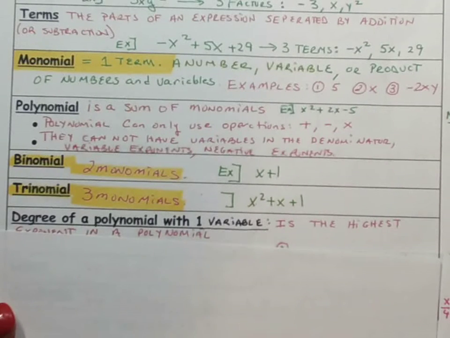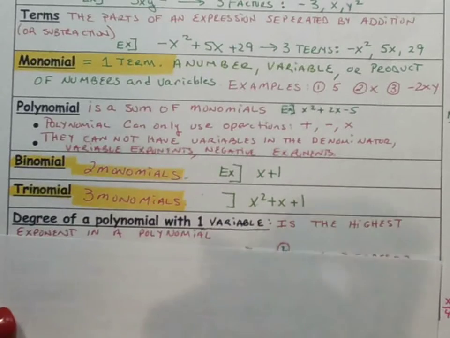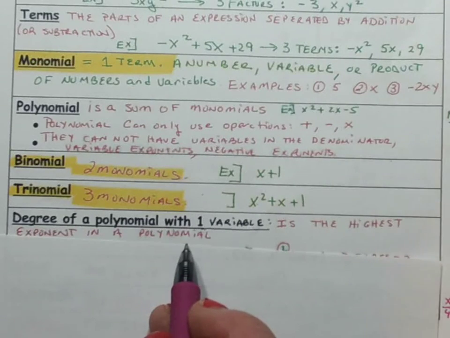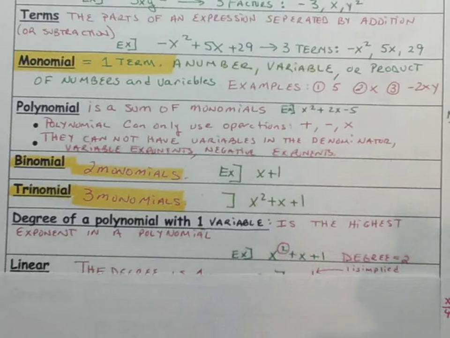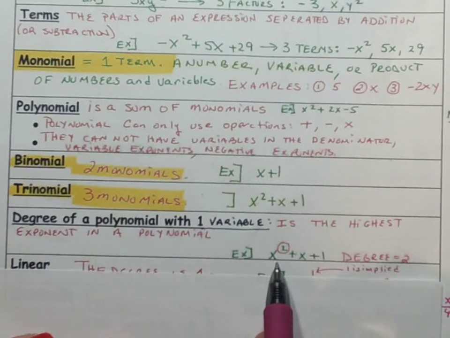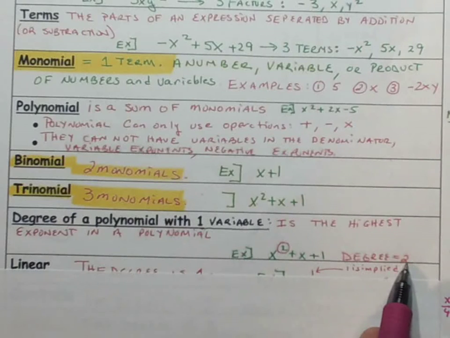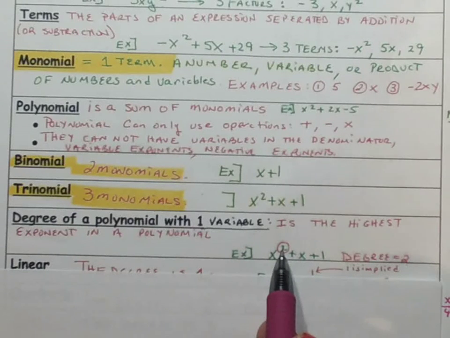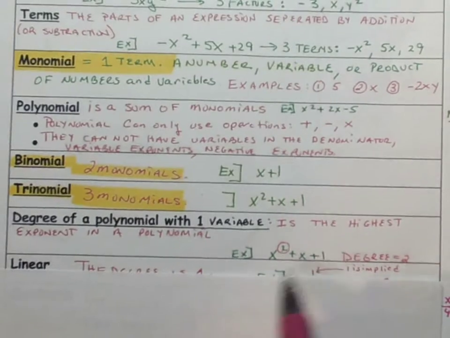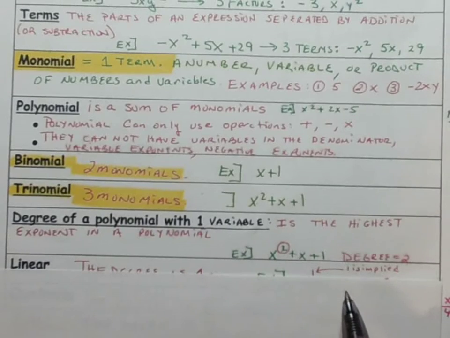Now, the degree of a polynomial with one variable is the highest exponent in the polynomial. Right? So here we have our x squared plus x plus 1. The degree is 2. Right? We take the highest exponent. So now the degree gives us another way to name our polynomials.